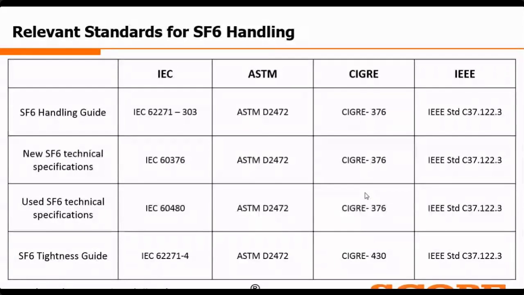And we have the SF6 tightness guide, which is nothing but the SF6 leakage guide. So for example, if SF6 leakage is happening, there are some limits in the tightness guide, and you can refer to the SF6 tightness guide for what the limit should be.